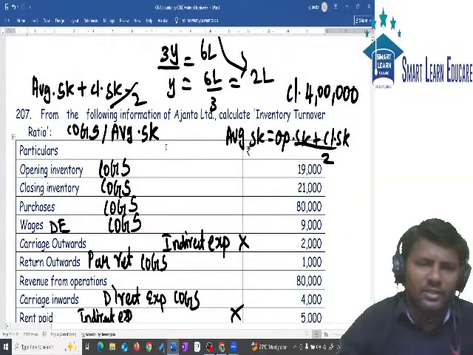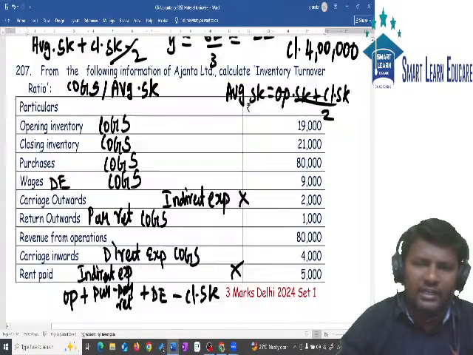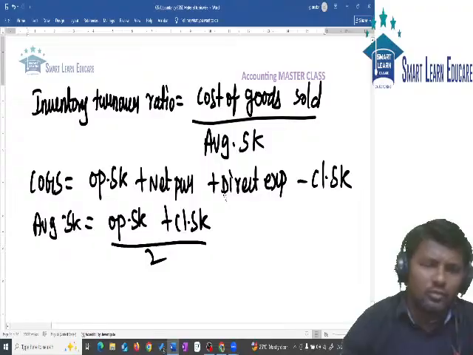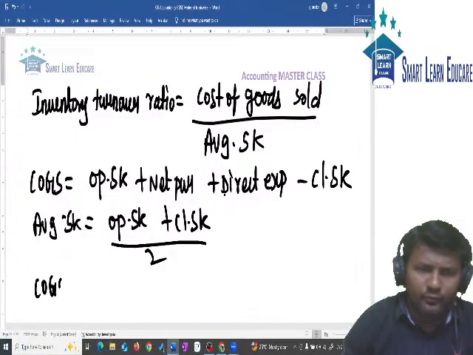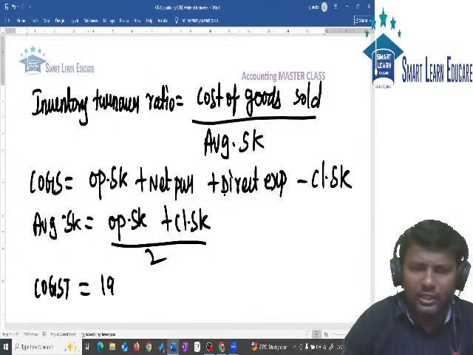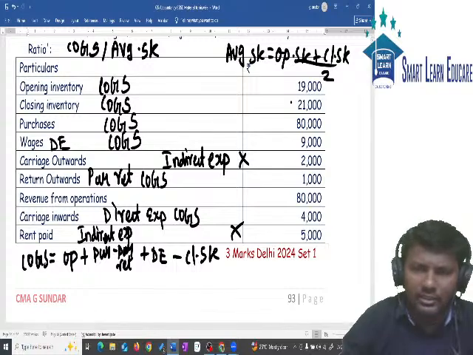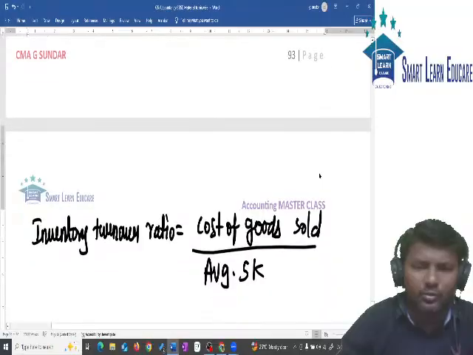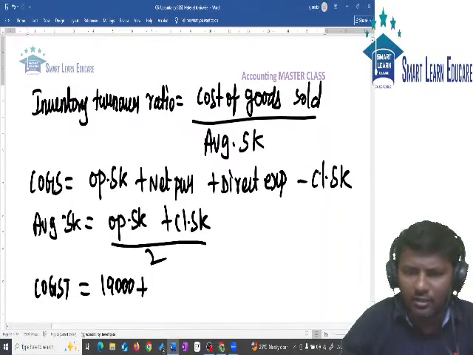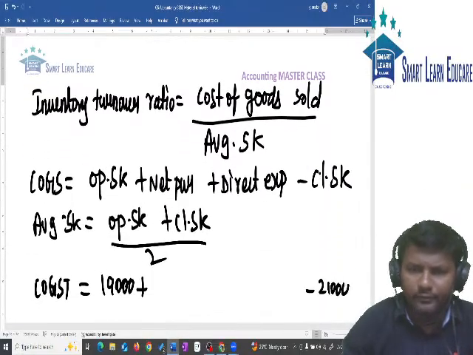First information, opening stock 19,000. So cost of goods sold: opening stock 19,000 plus purchases. Closing stock will be subtracted, so minus 21,000.